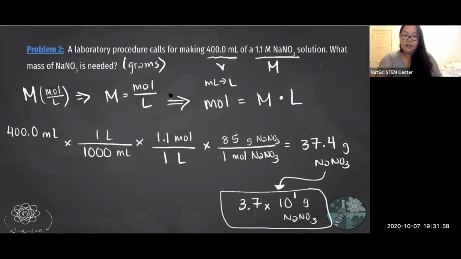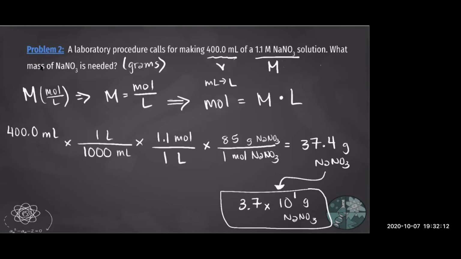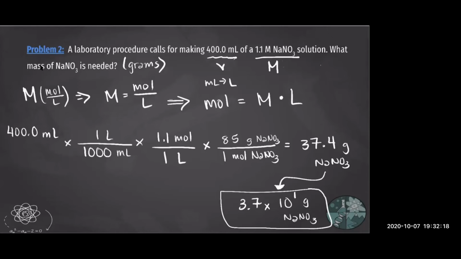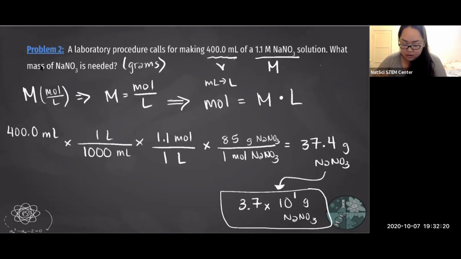Yep, and that's it for this problem. Were you maybe confused at the part where it was getting the mass of NaNO3, sodium nitrate? I just had trouble setting up the problem. Did this clear it up? Yes, it did. Thank you. Okay. Let's do the next one.